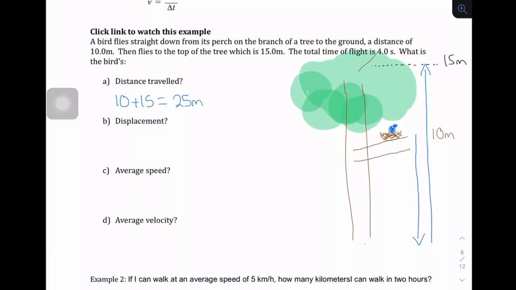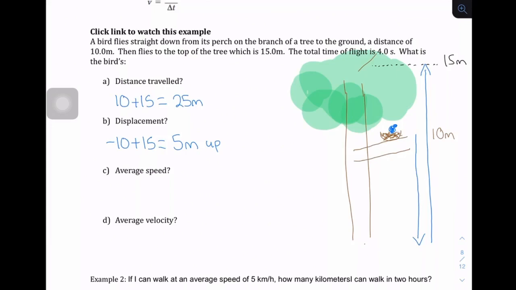Our displacement is going to be different because our displacement is how far away its final point is from its starting point. So we can use a negative number to represent down. It goes minus 10 meters to the ground from its original starting point. It then goes 15 meters to the top of the tree. That leaves it with a total, it's only gone 5 meters from its original starting point. And you would say 5 meters up.